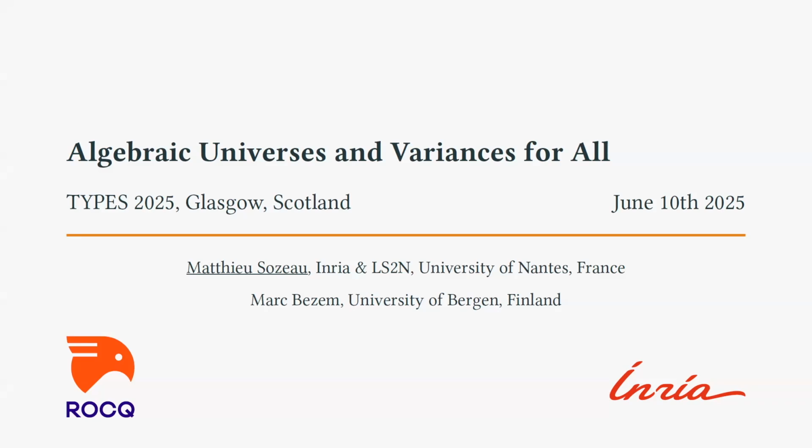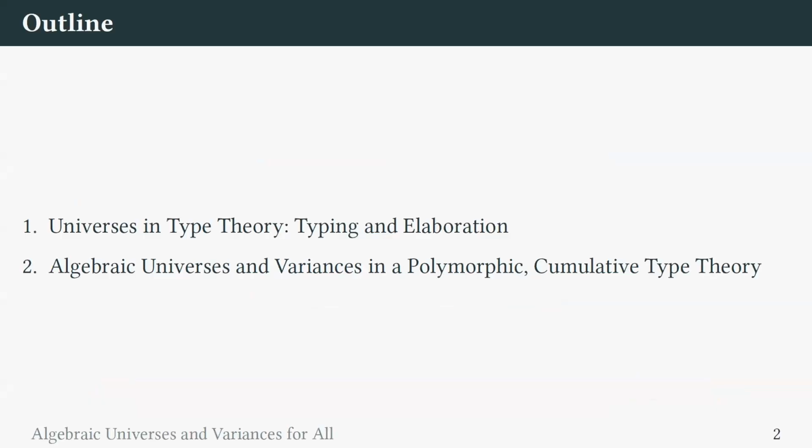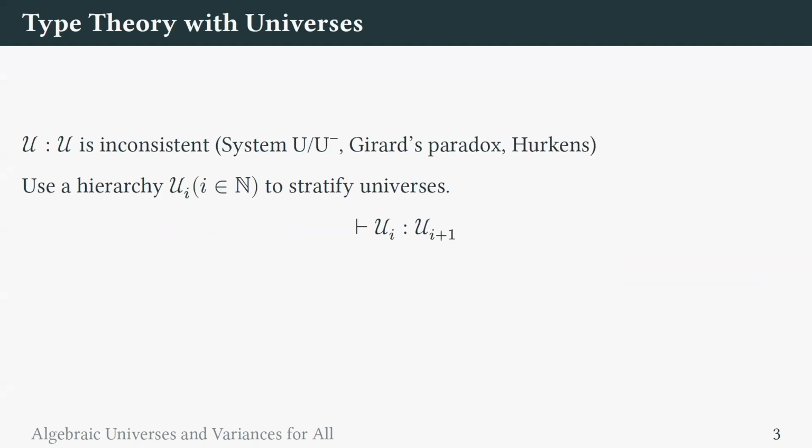Thank you. So this is about universes and how to elaborate them and work with them in type theory. This is joint work with Marc Bezem, who lives in Norway, not Finland. So the outline: I'm going to do a small recap on universes in type theory, the typing and elaboration, and then talk about a solution to mix algebraic universes with polymorphic and cumulative type theory in the Rocq proof assistant.